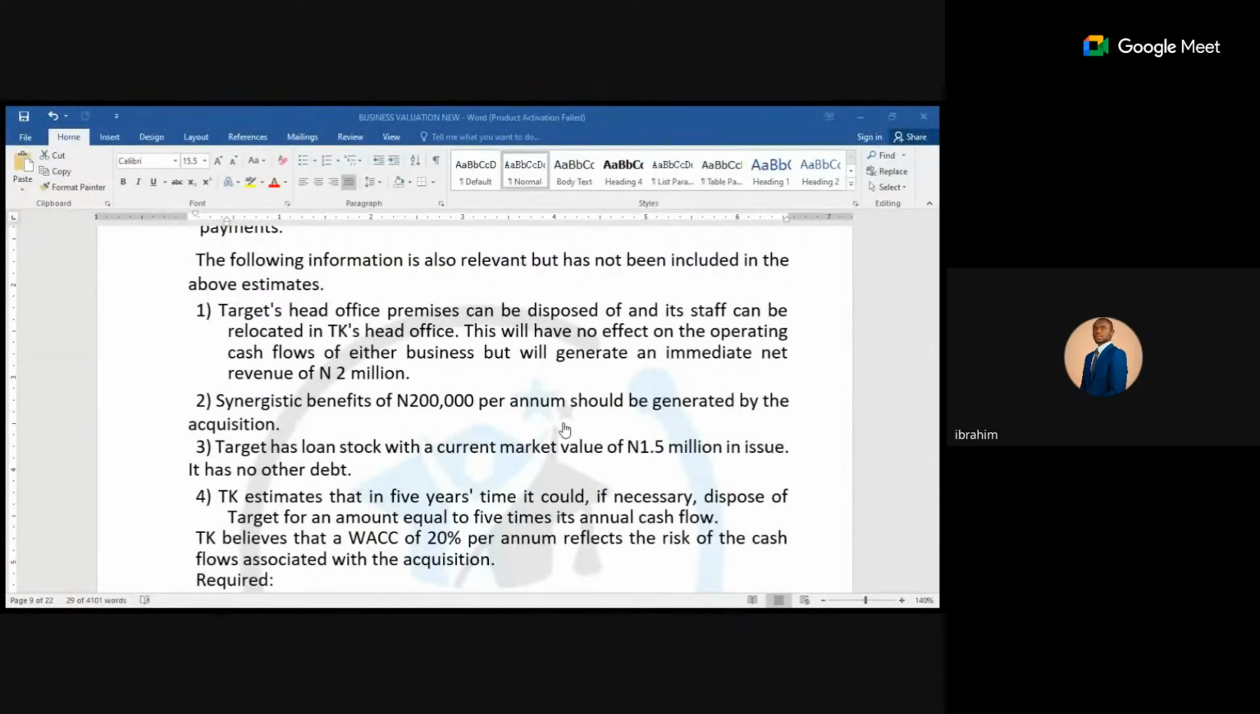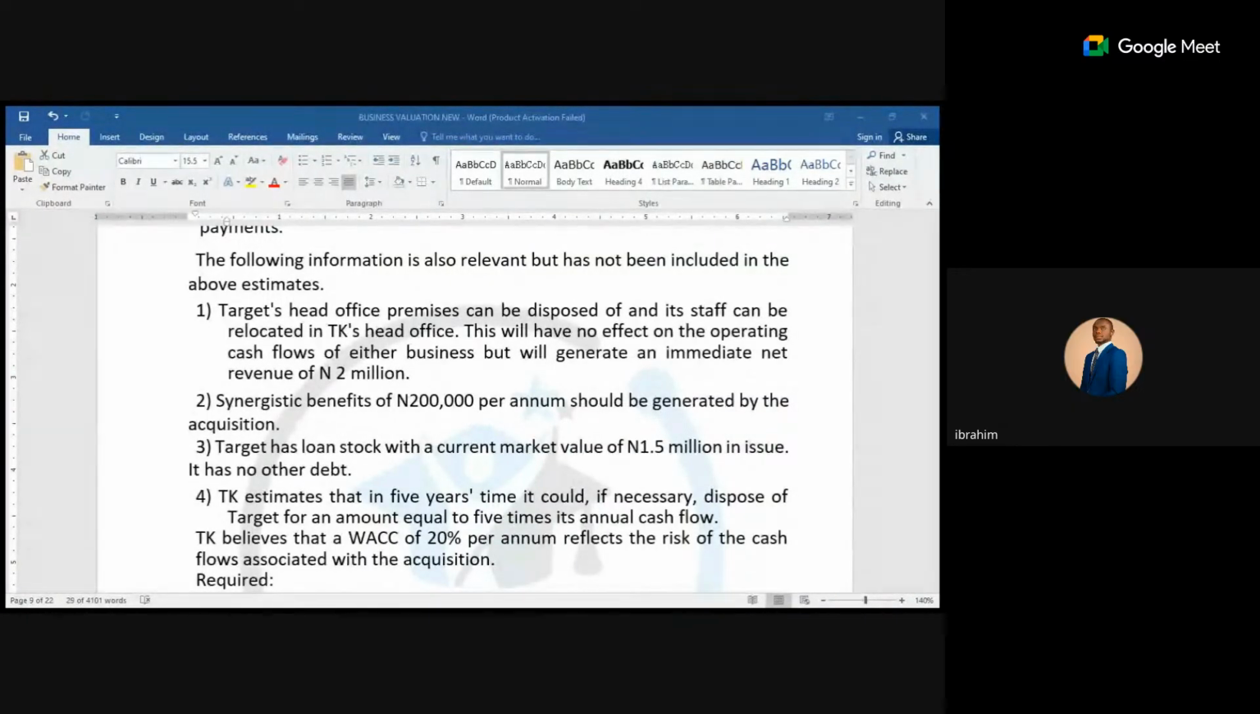Class, so we need to consider all the relevant cash flows. All the relevant cash flow that will arise as a result of acquisition. Then, if we consider all the cash flows, we can now discount to get our present value.